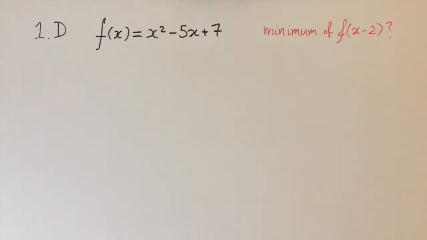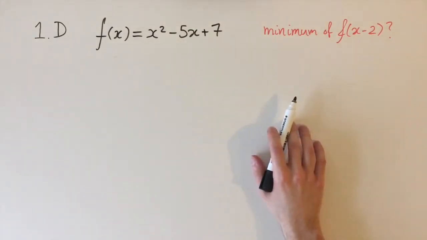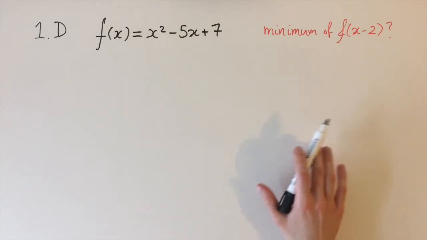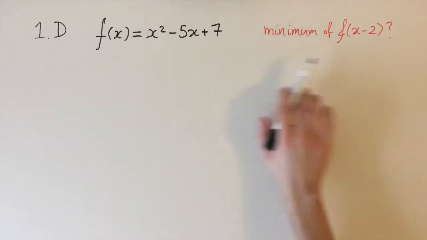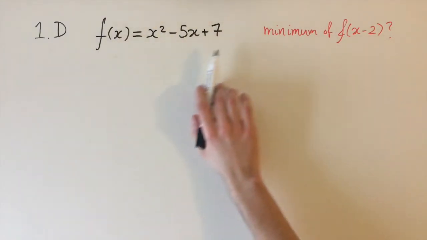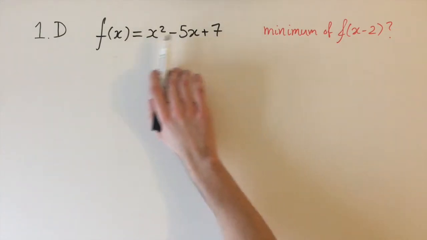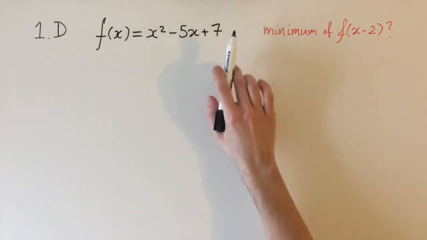So welcome back everybody. Today we'll be looking at another MAT question. This is 1D from the 2018 paper, and it's quite a simple question to state. We've got this quadratic function, a very familiar object: x squared minus 5x plus 7.